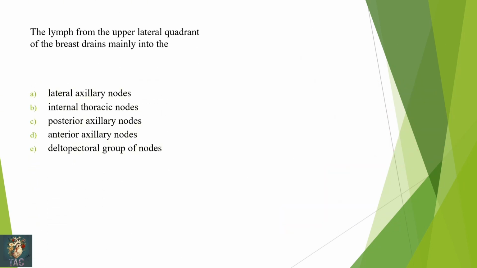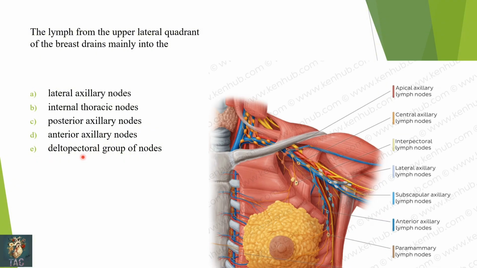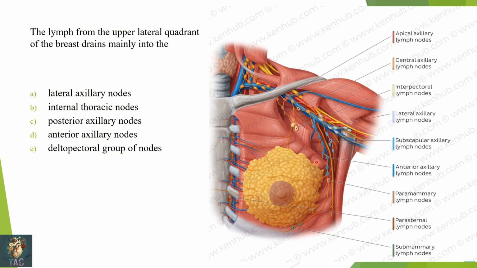Lymph from the upper lateral quadrant of the breast drains mainly into lateral axillary, internal thoracic, posterior axillary, anterior axillary and deltopectoral groups. So look at these different groups of lymph nodes. This one is the anterior axillary, this is the subscapular axillary, the lateral axillary, the interpectoral lymph nodes. So most of the lymph from the upper outer quadrant basically drains into the anterior axillary lymph nodes, and this is the answer.